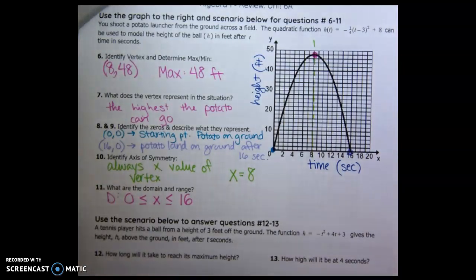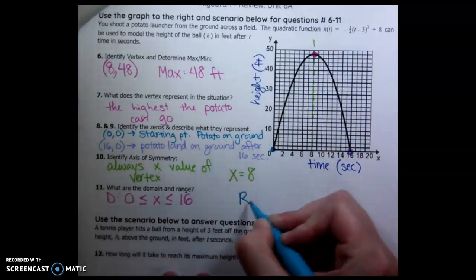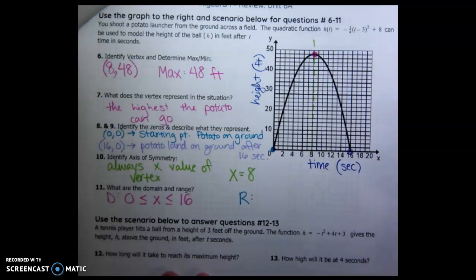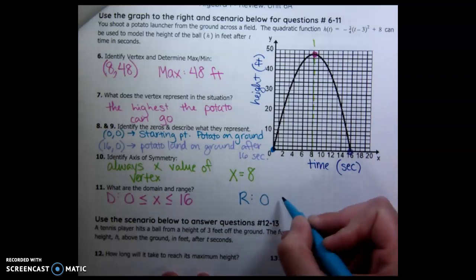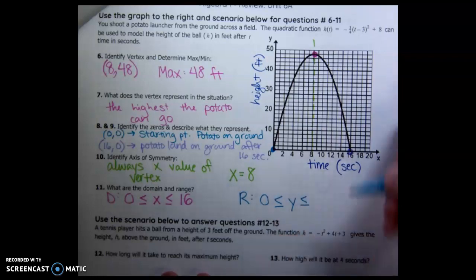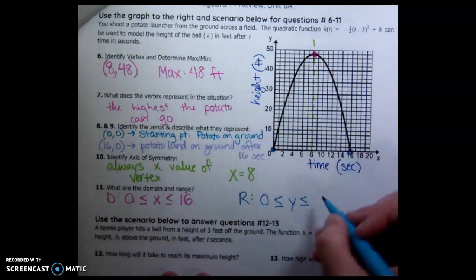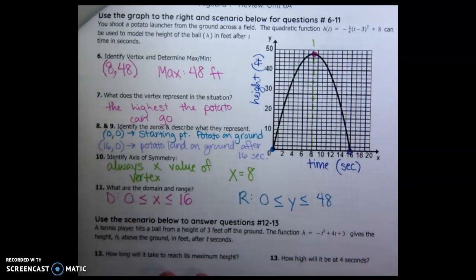Now the range is how high something goes. It's our y value. So our lowest height we have is 0. It's on the ground. 0 is less than or equal to y, less than or equal to, and then the highest is our maximum value, which is 48. That's as high as the potato can go.